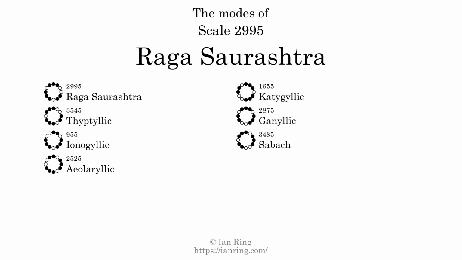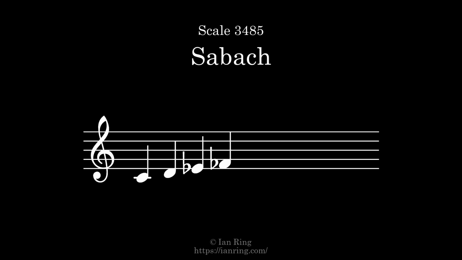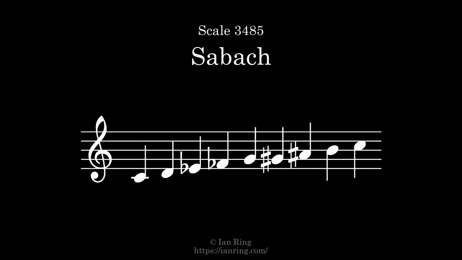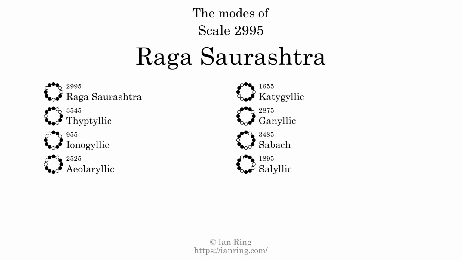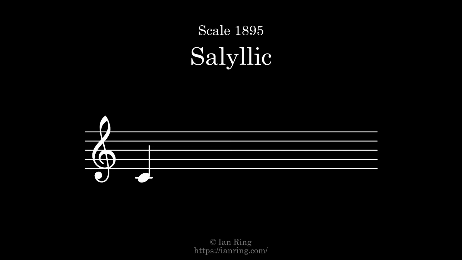The seventh mode is scale 3485, also known as sabach. It sounds like this. The eighth and last mode is scale 1895, also known as solilic. It sounds like this.